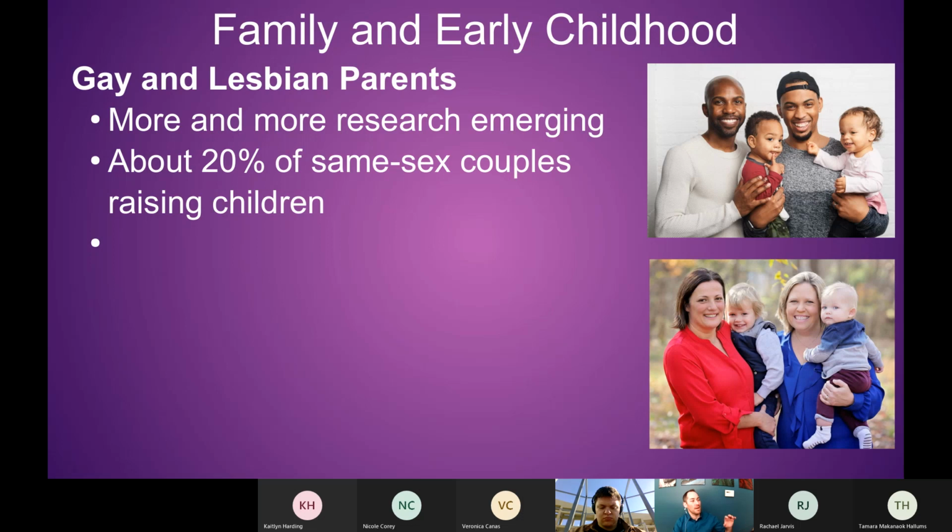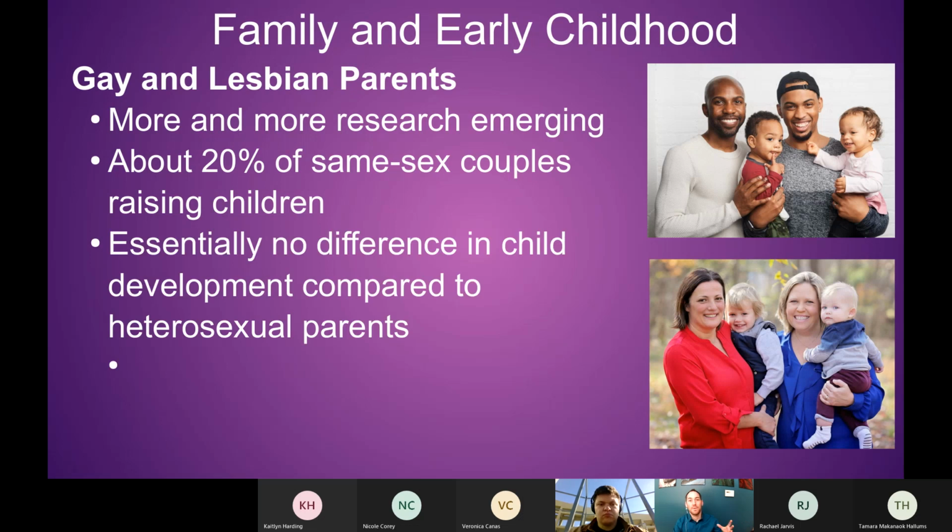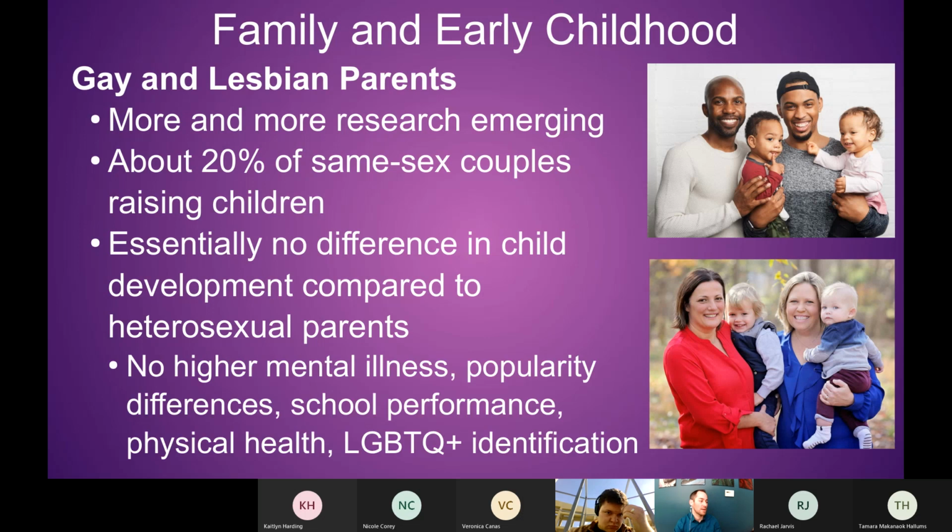The biggest thing here is that about 20% of same-sex couples do have children. The majority of those children come from a previous relationship for those parents. And the big finding here is that there's essentially no difference in the child development of children from heterosexual parents as well as children from same-sex couples. This includes things like no higher or lower incidence of mental illness, no higher or lower popularity in, say, middle school and high school, and no significant difference in school performance, like not getting significantly higher or lower grades.